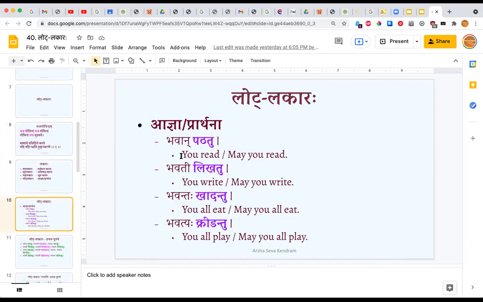So the Agnya Prarthana forms that we saw were Pathatu, Likhatu, Khadatu, Khadantu, Kridantu, ityadi. And we said Pathatu means you read or may you read. Agnya: you read. Prarthana: may you read or would you read. Please read. Ityadi. Right? So why Bhavan Pathatu? Bhavan is you, right? Why is it Bhavan Pathatu?